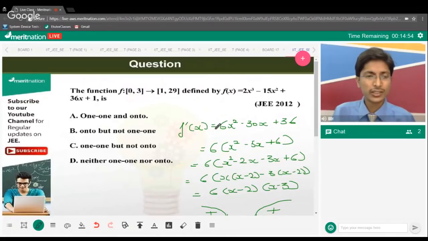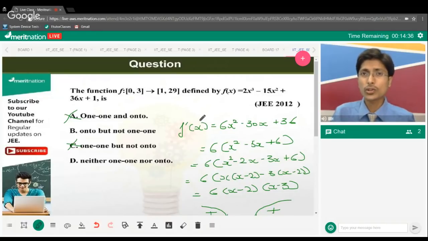As soon as we see this, option A is eliminated because it's saying 1-1. Option C eliminated because it's saying 1-1. Now we need to check the onto. Now what's onto, guys?